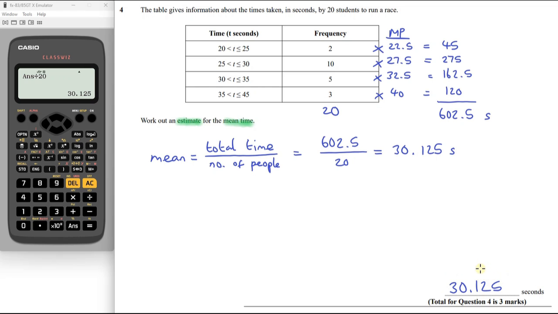And I always do a dummy check with these type of questions. So does this answer seem correct? Well, to me it does, because if you think about the upper and the lower bounds, the upper bound is 45. That was the maximum time someone could have taken. And the lower bound was 20 seconds. So we know our mean has to lie between 20 and 45, and it does, and it's somewhere in the middle, so I'm quite confident that that would be the correct answer.